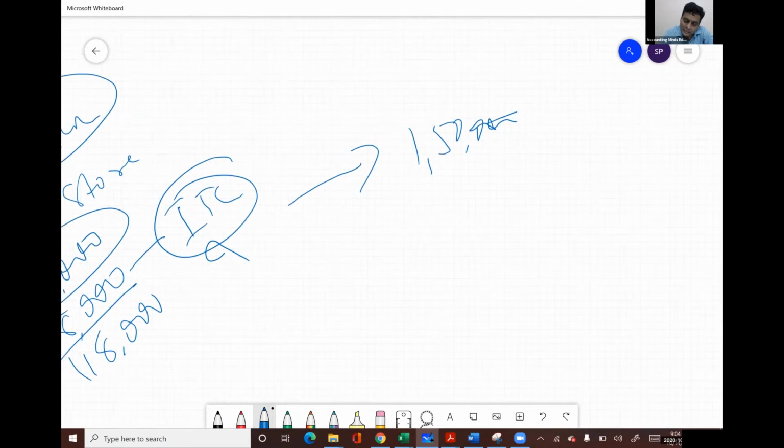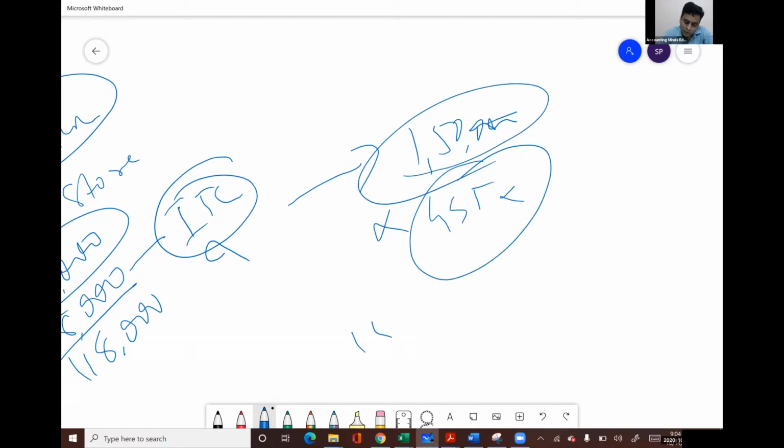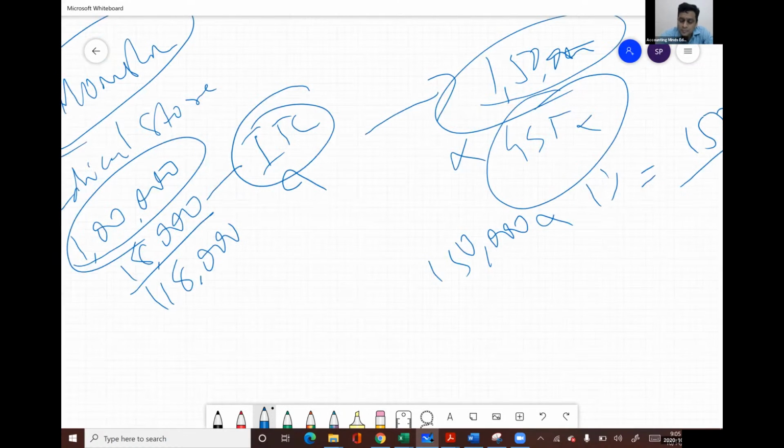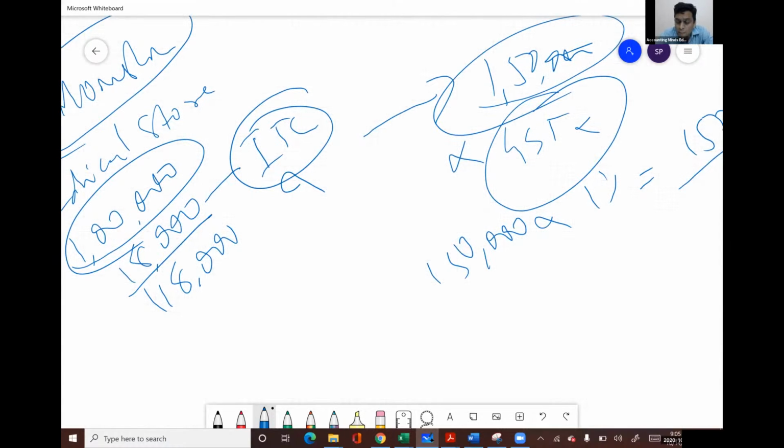On this, she will not charge any GST. Customers will not pay any GST. On this 1,50,000, she has to pay how much GST? 1%. That is 1,500 rupees must be paid by her as GST. That's it, matter is closed. No input tax credit. Sir, I paid already 18,000. That's your problem. Why have you opted for composition scheme? Guys, getting it? Yes, sir. Right.